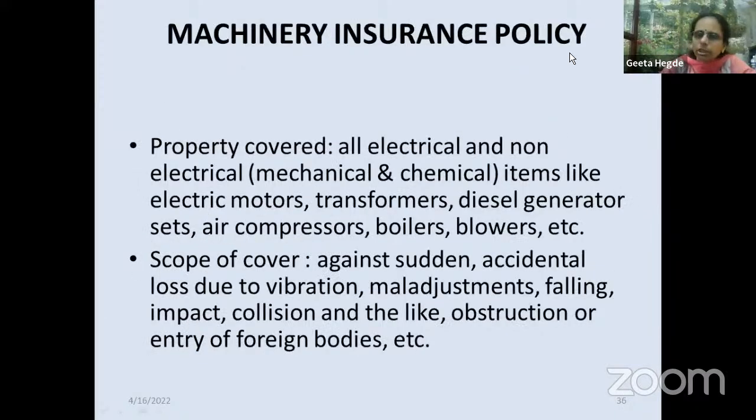Now, machinery policy. Machinery policy covers all electrical and non-electrical, mechanical and chemical items like motors, transformers, diesel DG sets, boilers, blowers, etc. against sudden accidental loss due to vibration, maladjustments, falling, impact, collision, and the like, obstruction or entry of foreign bodies into the machine. All risk means any accidental sudden loss which causes mechanical or electrical breakdown or physical loss or damage will get covered. But the exclusions are important.